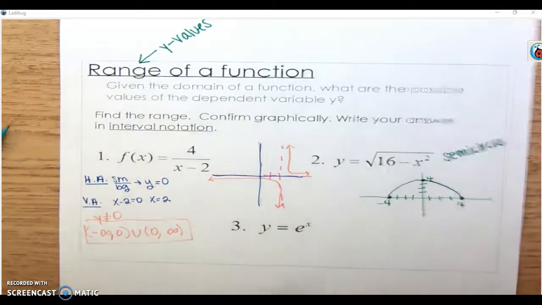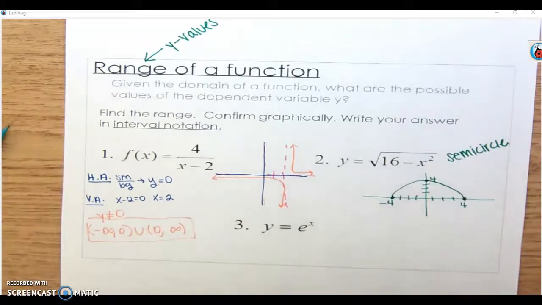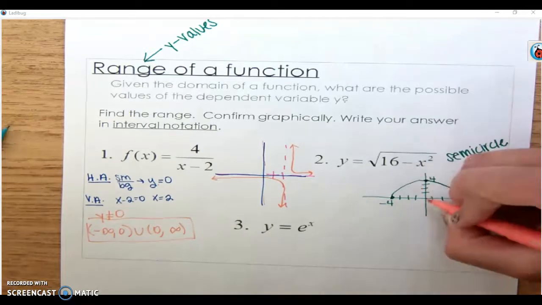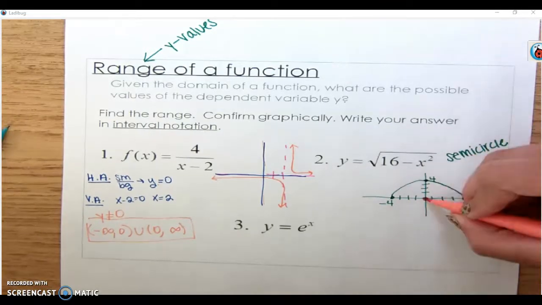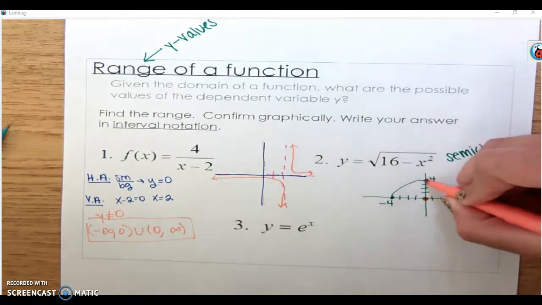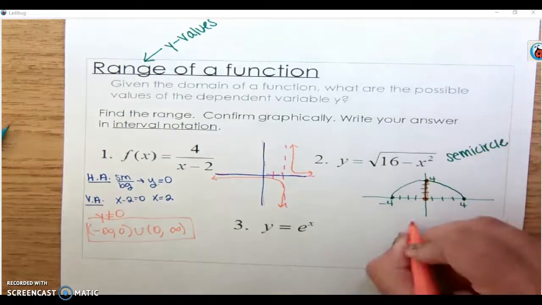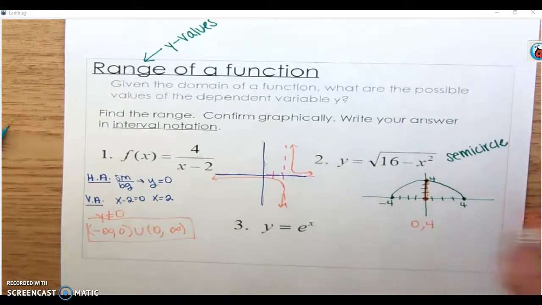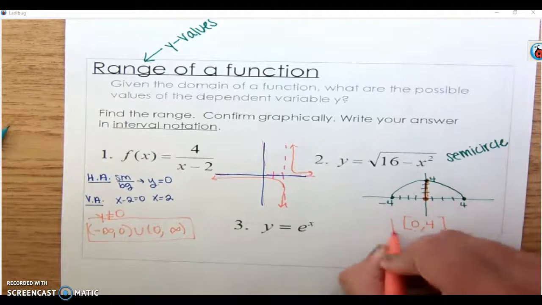So based off this graph, we're trying to figure out what the range is. So the range deals with the y values. So we're going to look at the y-axis. So the smallest y value it gets to is 0, and the highest it gets to is 4. So it goes from 0 to 4. 0 and 4 are included, so we're going to use brackets.